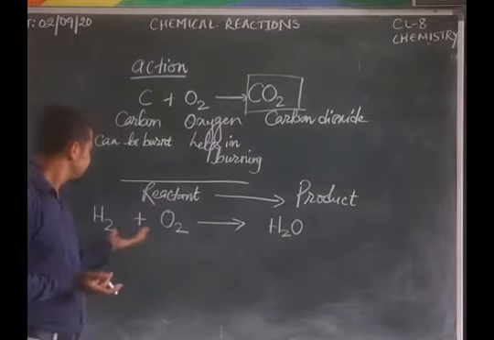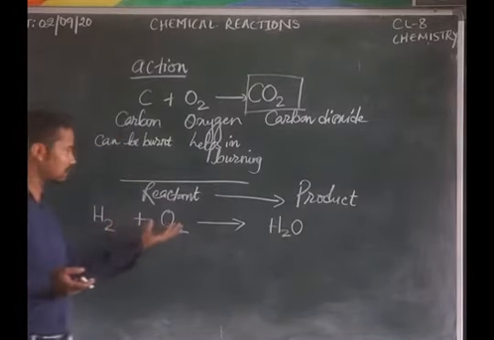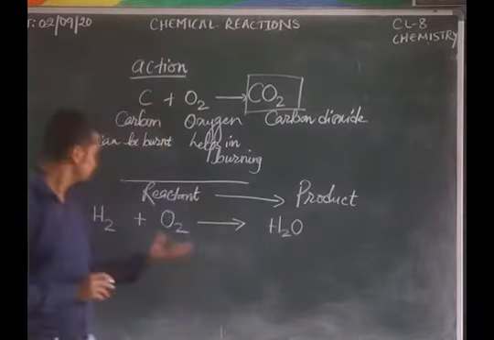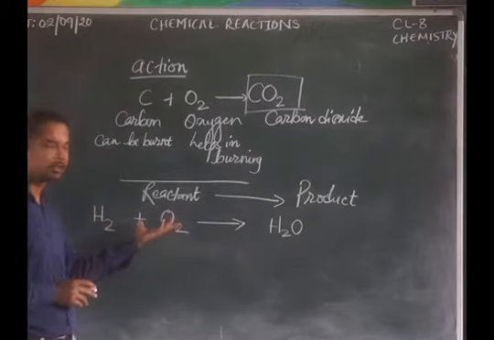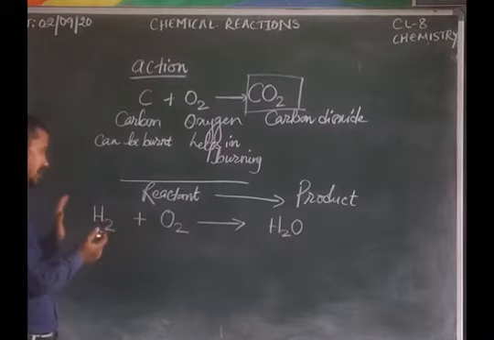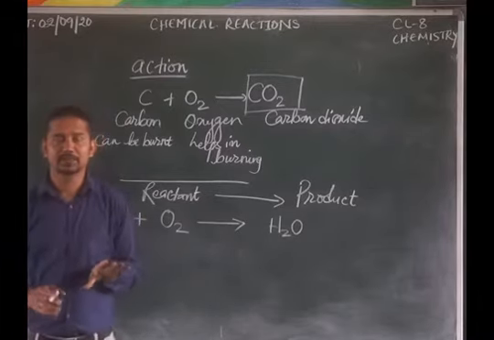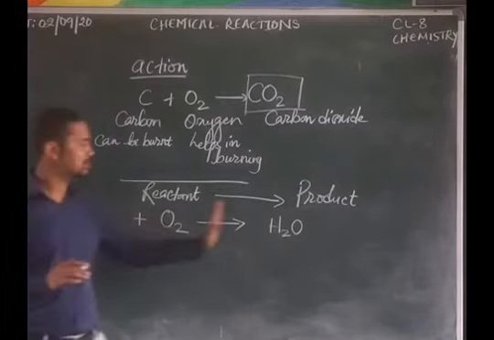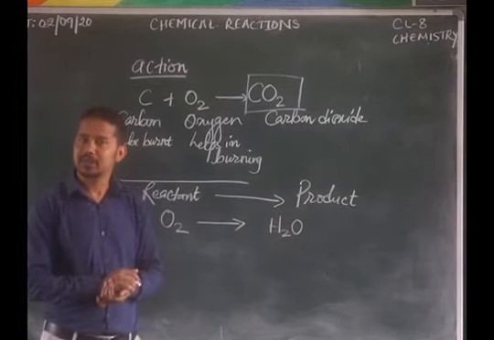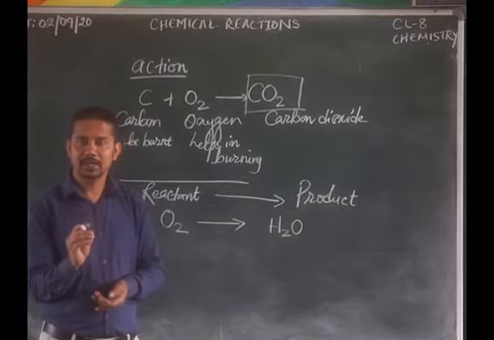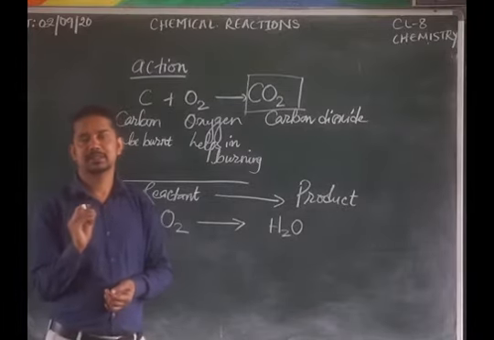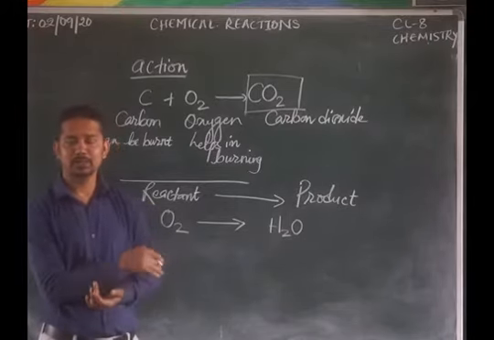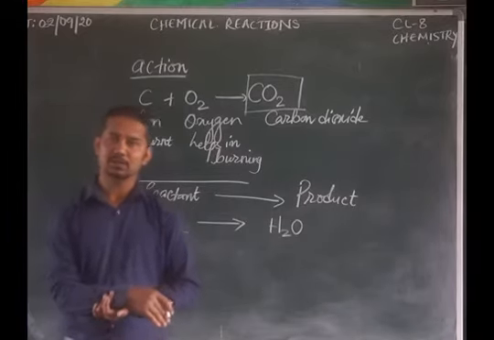For example, I'm reacting here hydrogen and oxygen. I should not get something like carbon hydrogen, because there is no carbon hydrogen on the reacting side. Whatever atoms are present on the reactant side, the same atoms should be there on the product side during a chemical reaction. There should be no different atoms in a chemical reaction.